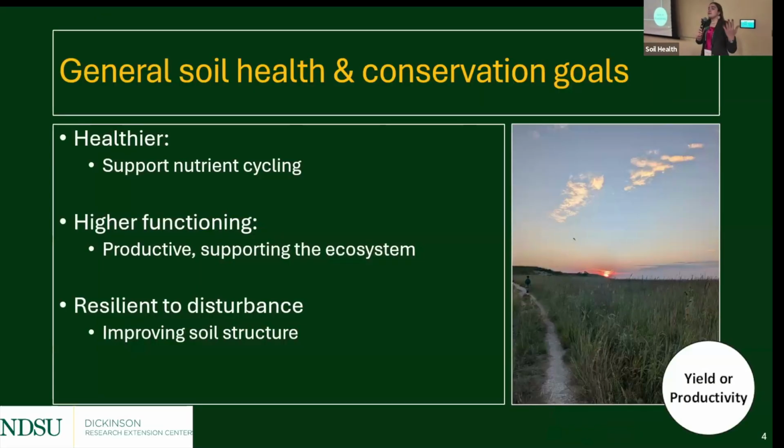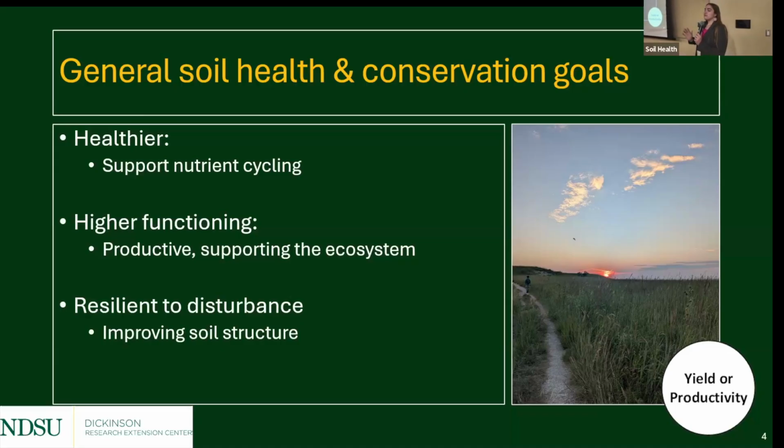And so very general goals when we're thinking about soil health and conservation, whatever your system is, if you're working with those backfill soils or in traditional agronomic systems, we really want to support good nutrient cycling. We want nutrients to be available to our plants, but not so much in excess that we're losing them to the environment, either through leaching or losses in the air through gases. We also want them to be high functioning. We want a lot of productivity coming out of our soils and supporting the ecosystem that naturally exists there, if that's grasses and bugs and things of that nature.